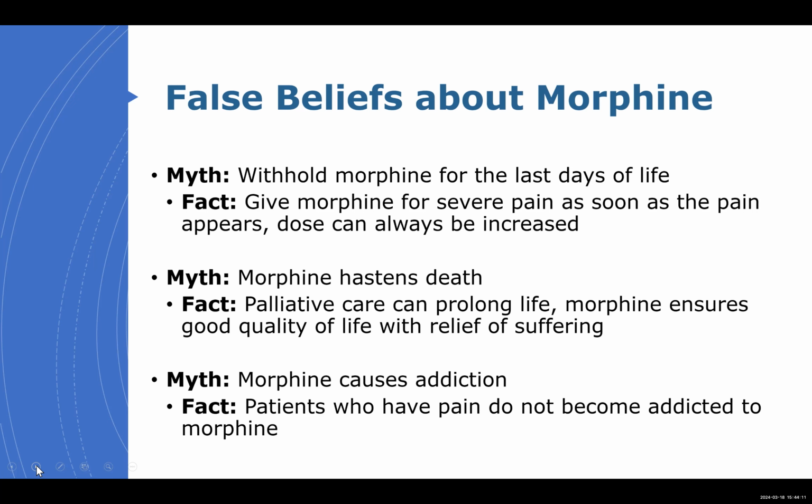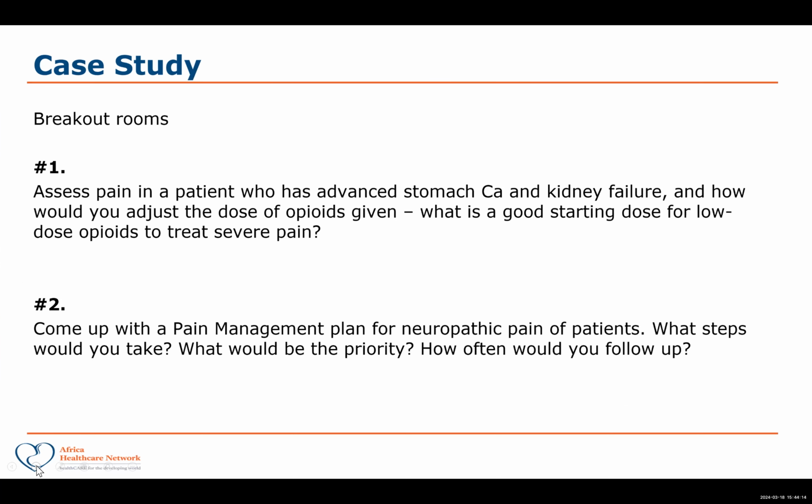and we need to be very diligent in treating the pain that they have. So I wanted to put us into groups, but because we're a small group, I wanted to talk about two different situations. How would we assess pain in a patient who has advanced stomach cancer and also kidney failure? How would we adjust the dose of any opioids that are given? And what's a good starting dose for opioids to treat the pain that they would have?